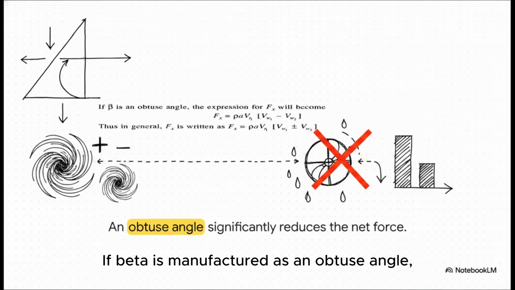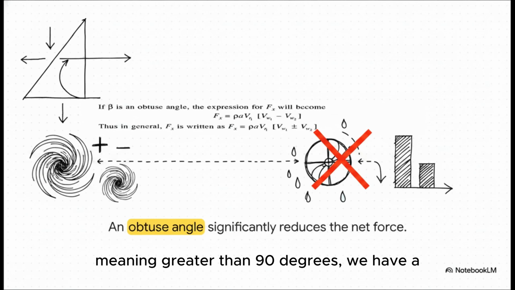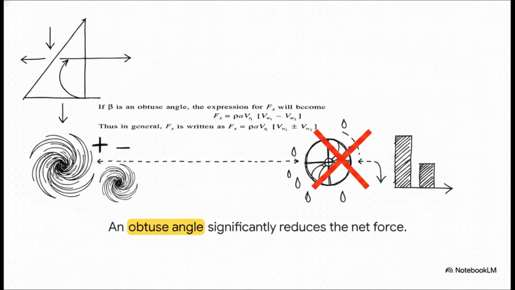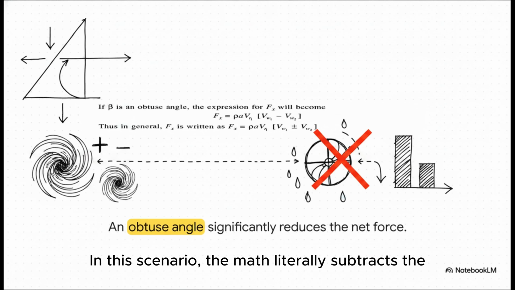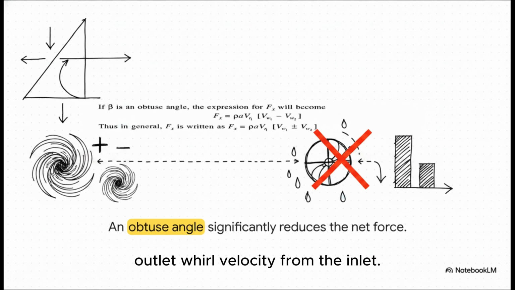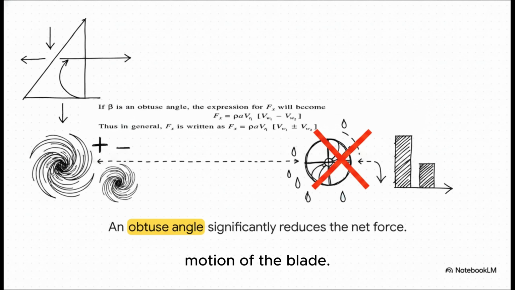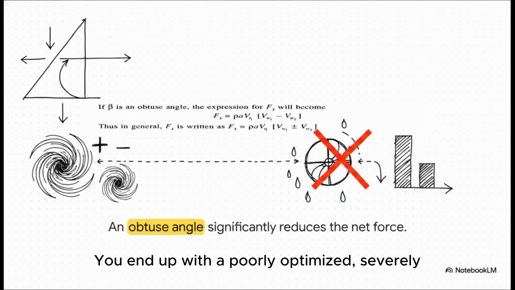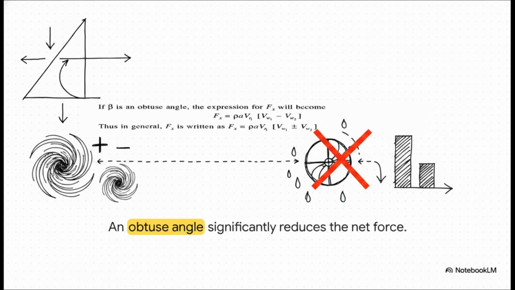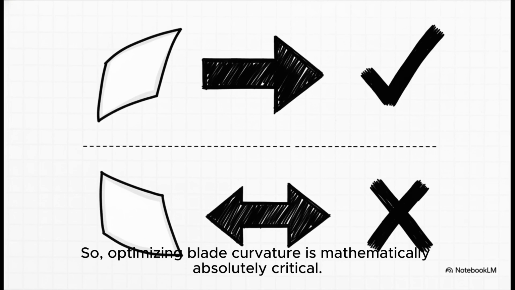If beta is manufactured as an obtuse angle, meaning greater than 90 degrees, we have a massive, unfortunately common design failure. In this scenario, the math literally subtracts the outlet whirl velocity from the inlet. The water is effectively fighting against the forward motion of the blade. You end up with a poorly optimized, severely underperforming turbine. So optimizing blade curvature is mathematically absolutely critical.